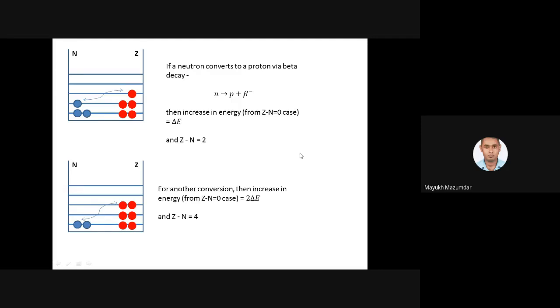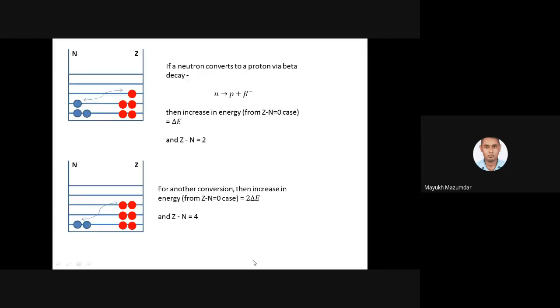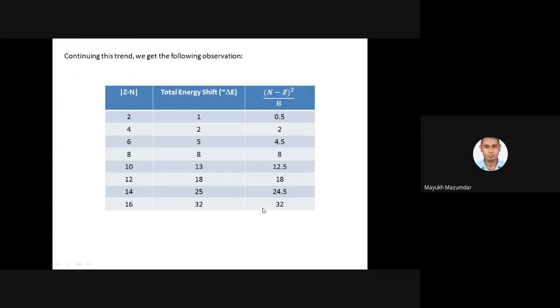Yes, sir. Now another conversion may happen. Then another neutron will be converted to a proton. That means the difference between the two numbers is how much now? 4. And the total increase in energy, compared to when things were symmetric, with an equal number of neutrons and protons, is now an increase of 2 delta E. Now you can continue this trend.